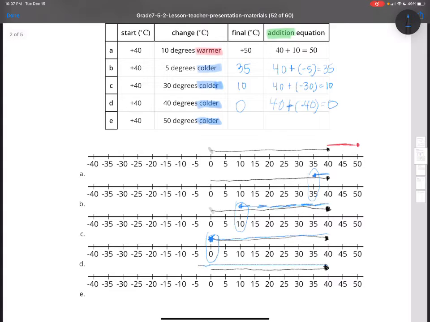And it's going to be fine. Well, it's going to be 45, 50. So we went back 50 spaces. And it's going to give me negative 10. So it's going to be 40 plus negative 50 is equal to negative 10.